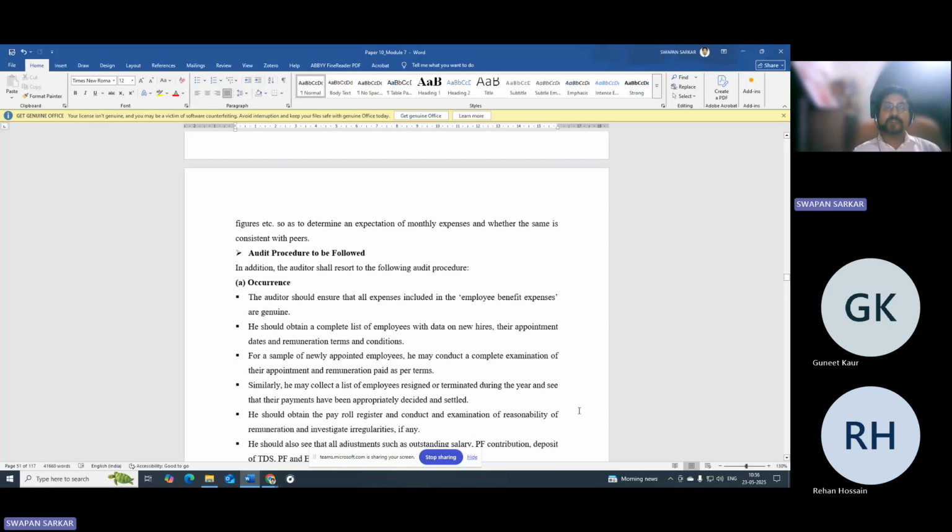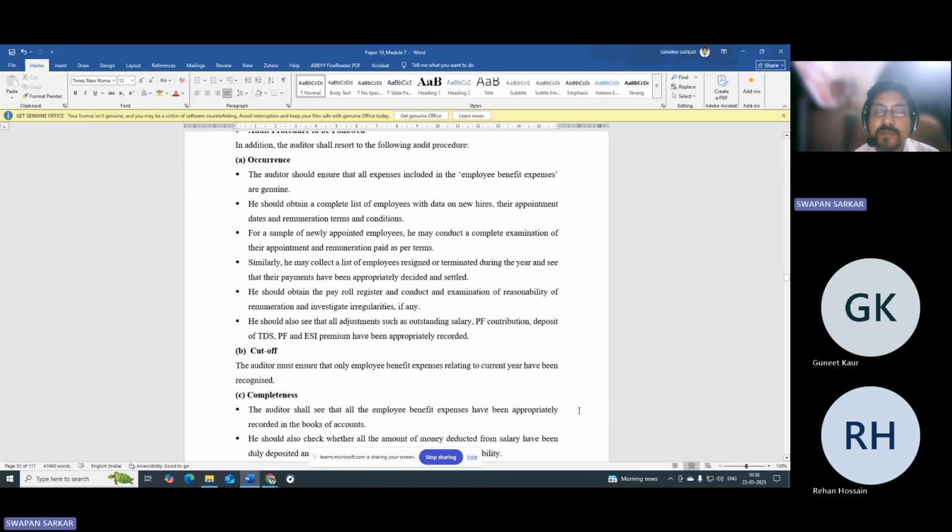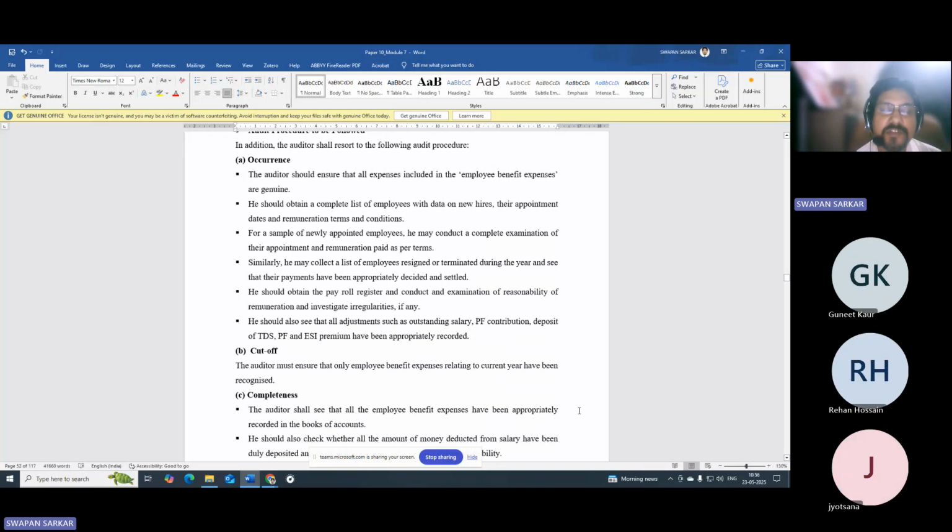Now, what are the audit procedures to be followed? The audit procedure to be followed requires investigation of the following assertions. First of all, occurrence.